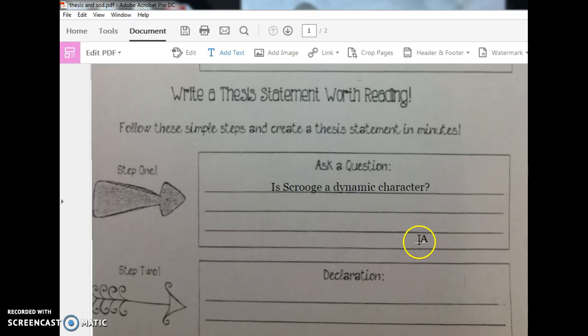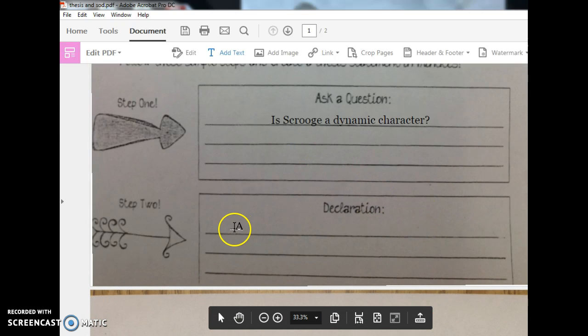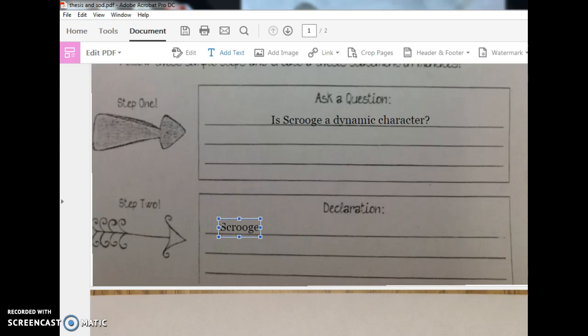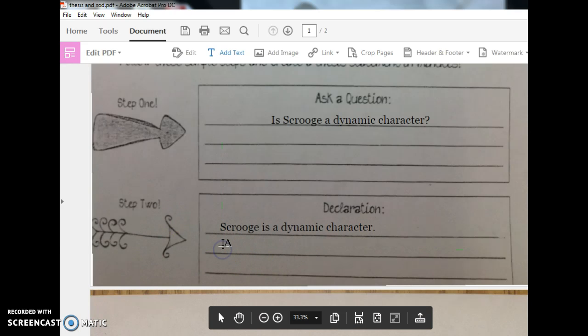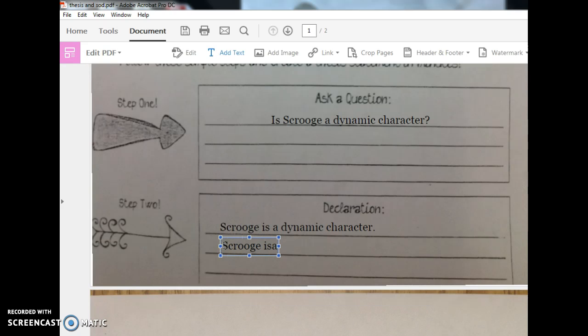Is Scrooge a dynamic character? And by dynamic, we mean, does he change? So depending on your essay, you are either going to say, Scrooge is a dynamic character, or for those of you who do not believe that he changes, you're not going to say that he isn't. You would say Scrooge is a static character.